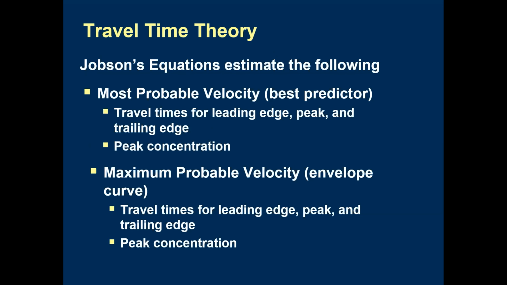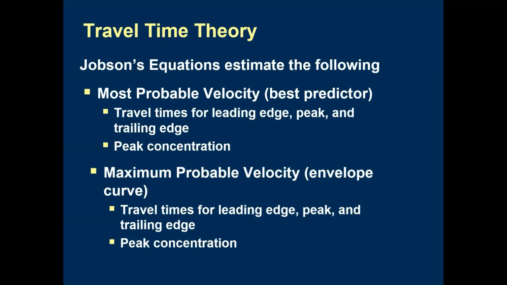And here's where we talk about most probable velocity. That's essentially the best fit of the regression. That's the best predictor. And from that most probable velocity, you can then estimate the leading edge, peak, and trailing edge of a distribution, a dye tracer curve response. If you have known concentrations, you can also estimate the peak.